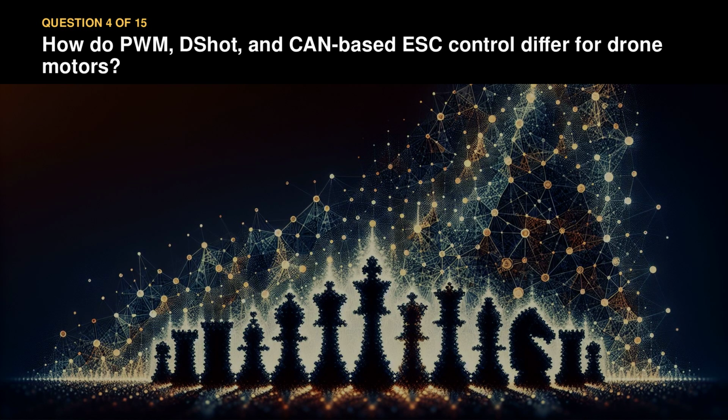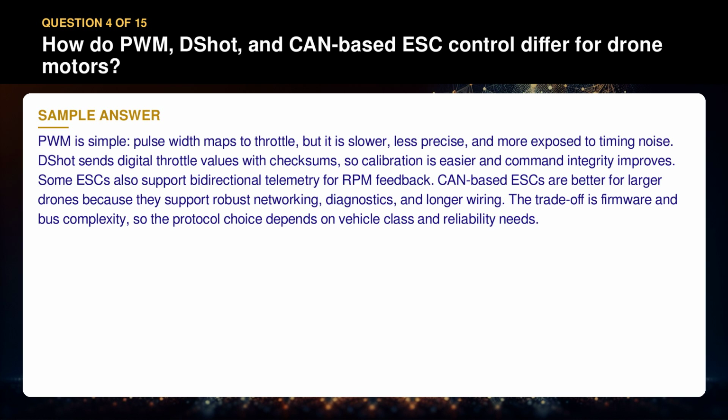Question 4. How do PWM, DShot, and CAN-based ESC control differ for drone motors? PWM is simple. Pulse width maps to throttle, but it is slower, less precise, and more exposed to timing noise. DShot sends digital throttle values with checksums, so calibration is easier and command integrity improves. Some ESCs also support bidirectional telemetry for RPM feedback.